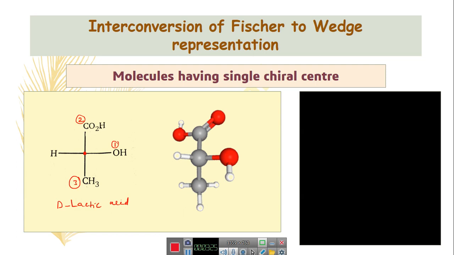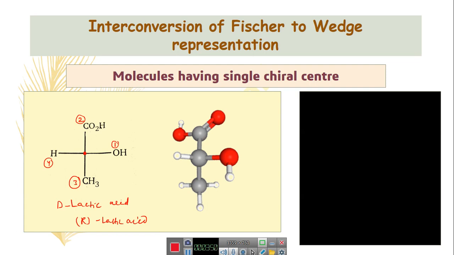When I give the priorities based on CIP rules, these three priorities are traveling in an anti-clockwise direction, where the fourth priority is towards the observer. So that's why I just reverse this notation to R-lactic acid. That means this D-lactic acid has R absolute configuration. Now we are going to convert this molecule to wedge representation.